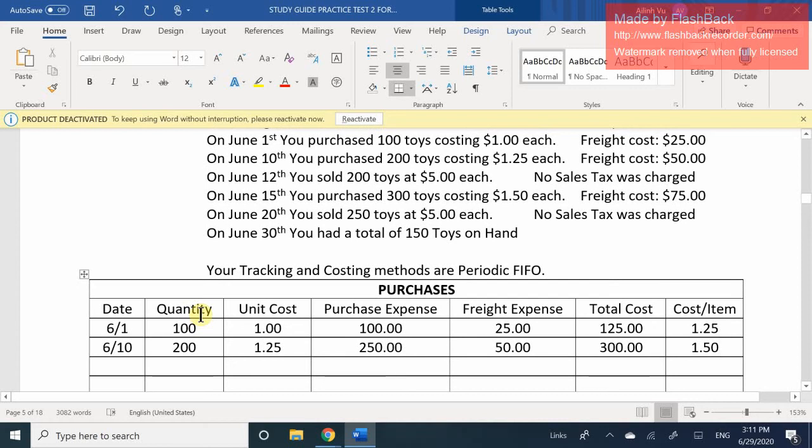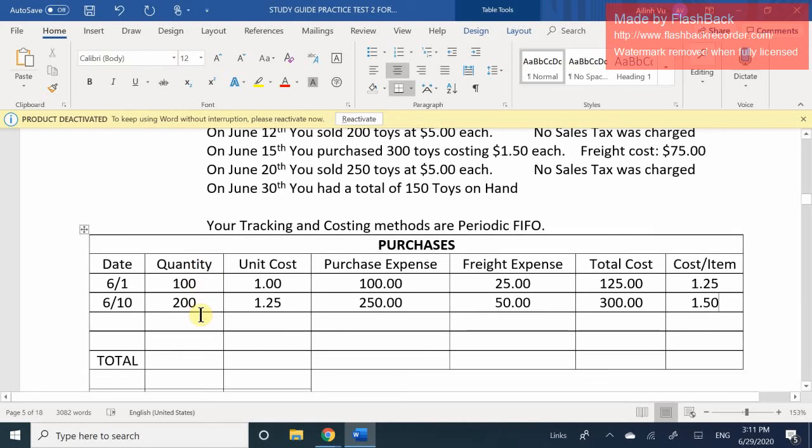You sold 200. You don't worry about it, because you're doing purchases. All right. What else? Okay, we don't care about it. Okay, so what happened on the 15th?